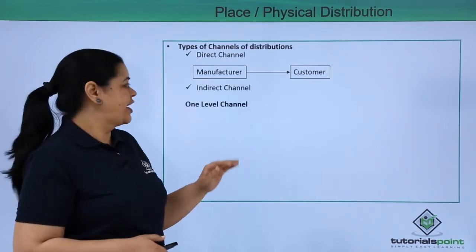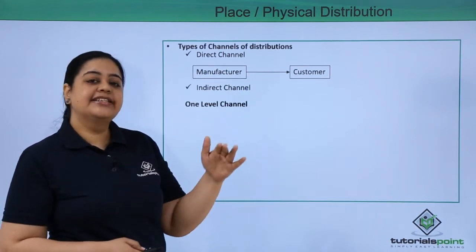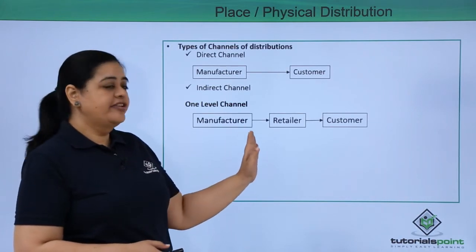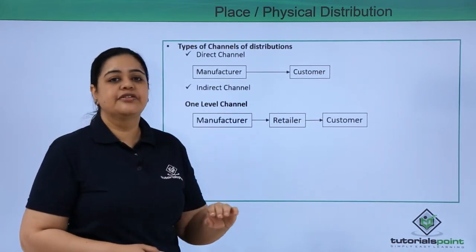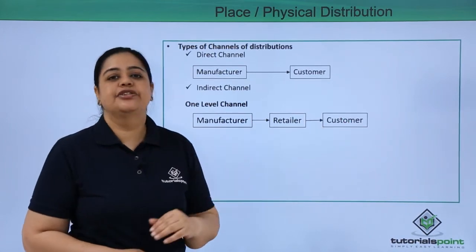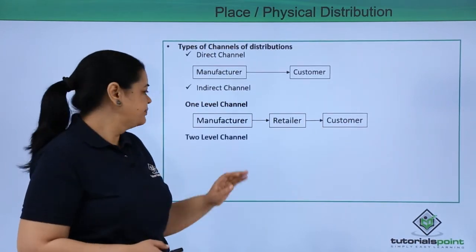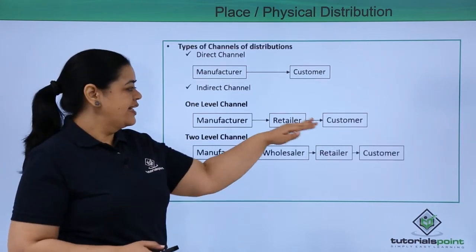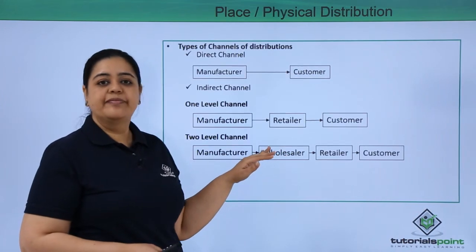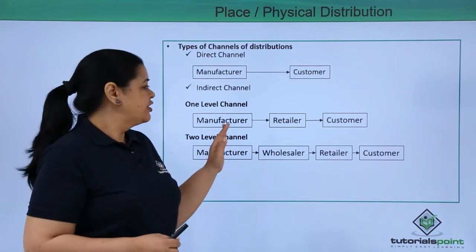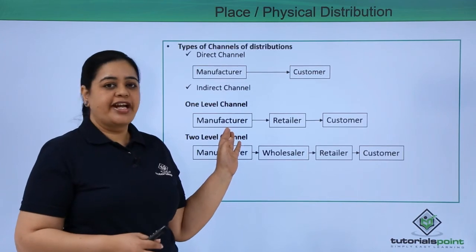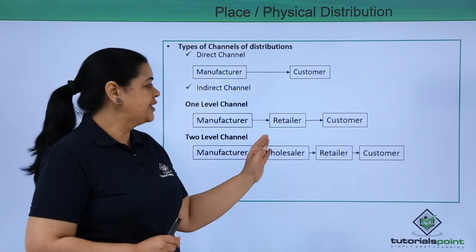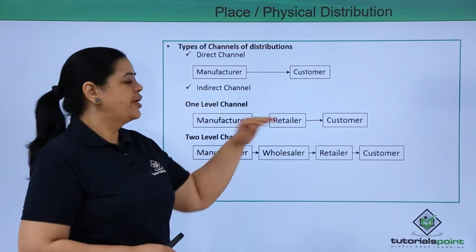Then comes your indirect channel. Indirect channels have different levels. The first one is the one level channel. Here the manufacturer directly passes the goods to the retailer, and then the retailer sells to the ultimate customer. In a two level channel, the wholesaler comes in between. Now let's take the example of Big Bazaar. Big Bazaar is a big retailer, so it would purchase directly from the manufacturer, let's say Amul butter. It would go to Amul, make a purchase directly, and then sell to the customer. So that would be a one level channel.